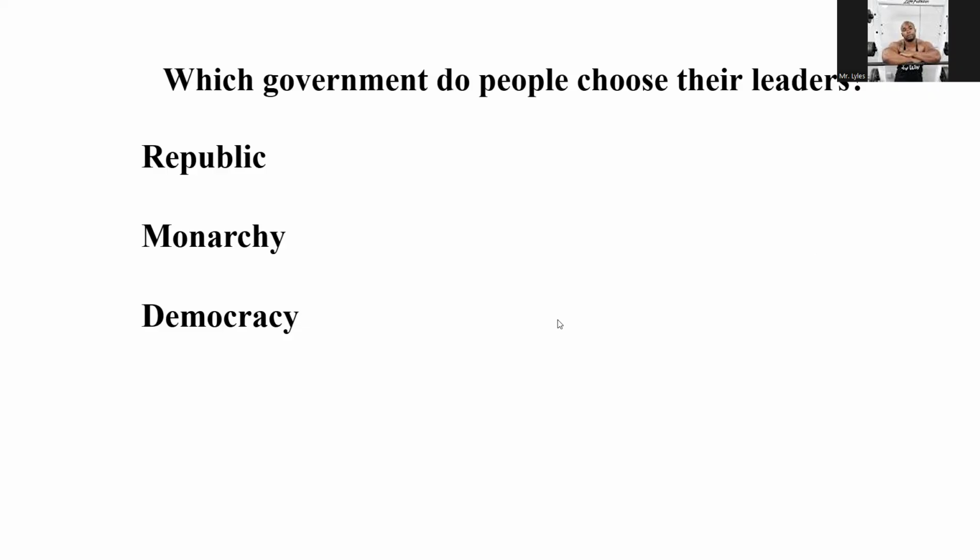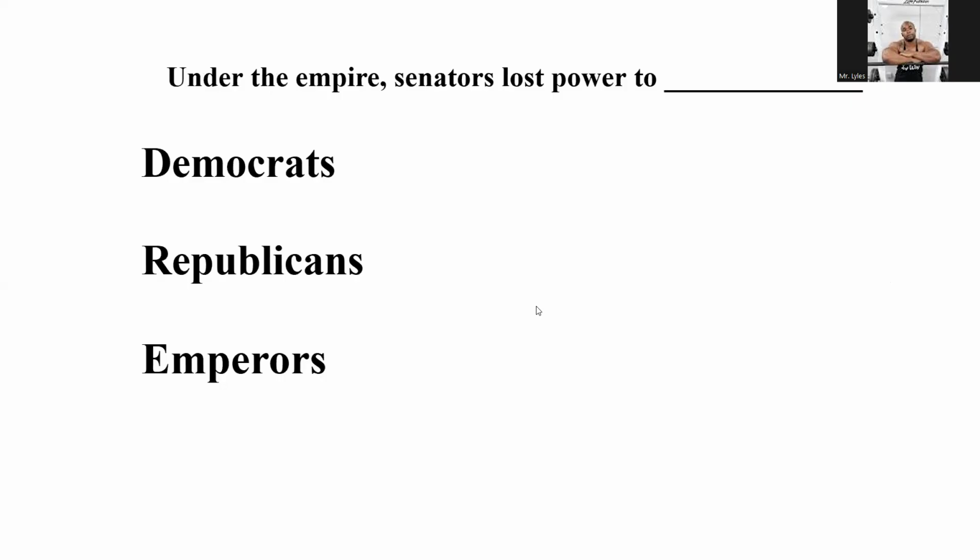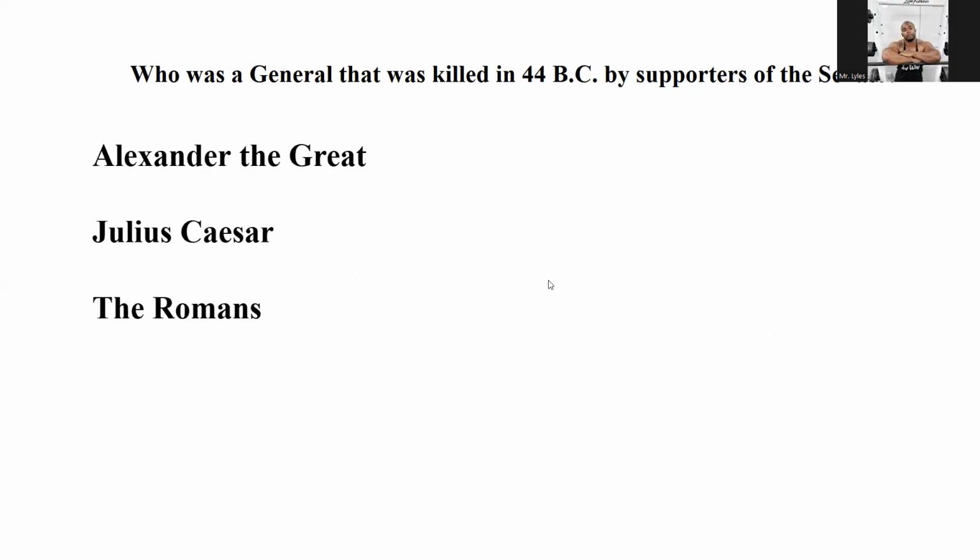Under what government do people choose their leaders? That is the Republic. Under the Empire, who did the senators lose power to? The emperors. Who was a general that was killed in 44 BC by supporters of the Senate? Julius Caesar. When did Christianity in the form of the Roman Catholic Church become a political power in Western Europe?